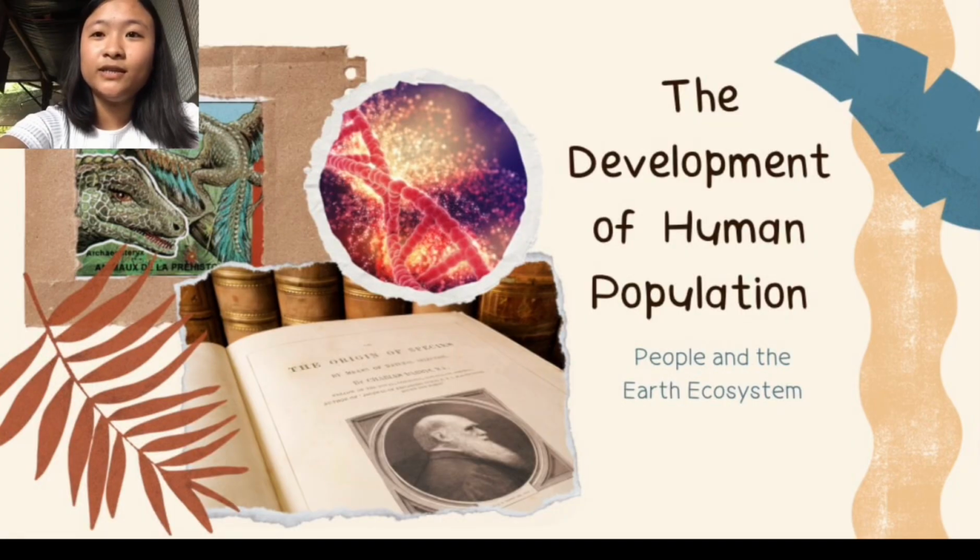Now we will be moving on to our next topic, which is the development of human population. Currently, we are in a new epoch in Earth's history. This is called the Anthropocene. This is an epoch when human activities have become so profound and pervasive that they rival and exceed the great forces of nature in influencing the functioning of the Earth system.